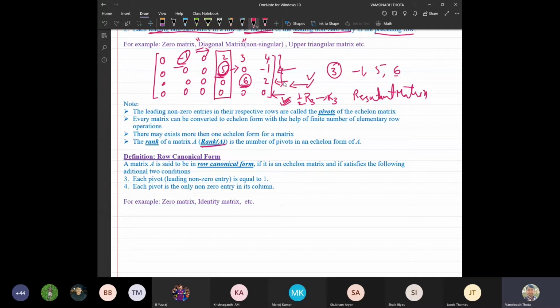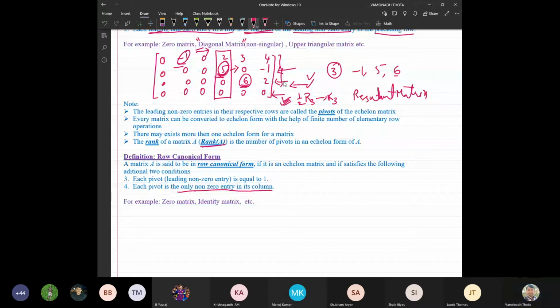In this column, what does the fourth condition need? Each pivot is the only non-zero entry in its column. It means here 2 should not be there. Here 2 should become 0. So you should make 2 a 0 with the help of the row operations. Now coming to the other pivot element. This is 6. First thing, 6 should be converted to 1 by dividing R3 by 6.